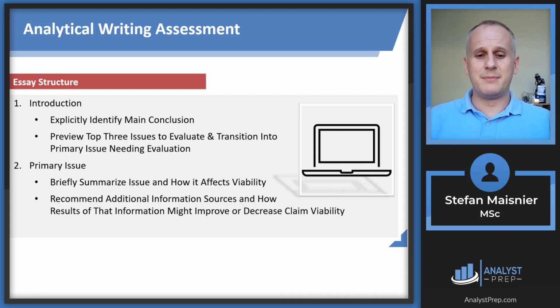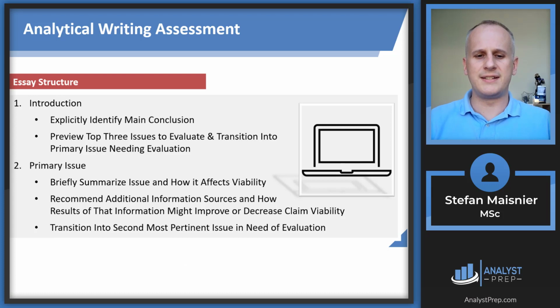Then you're going to recommend some additional information sources and how the results of that information might improve or decrease the claim's viability. So, do we find out that there are actually a lot of ways that color film processing and food processing are similar? Maybe. And if that's the case, it improves the viability. Make sure you're not just addressing the con side, address the for side as well.